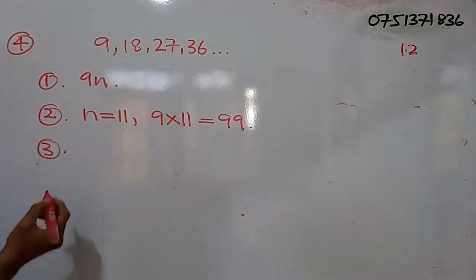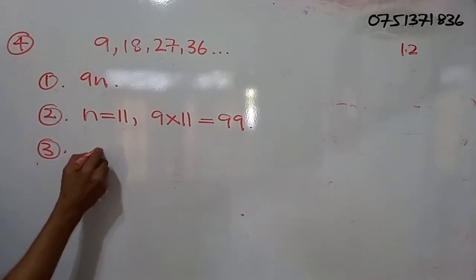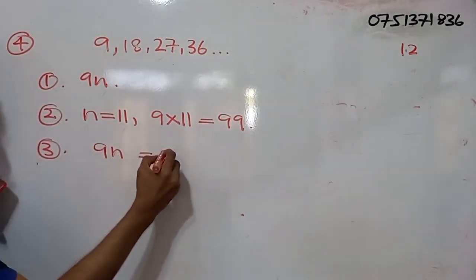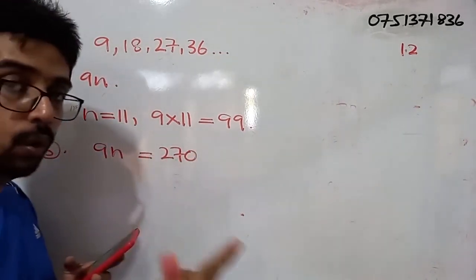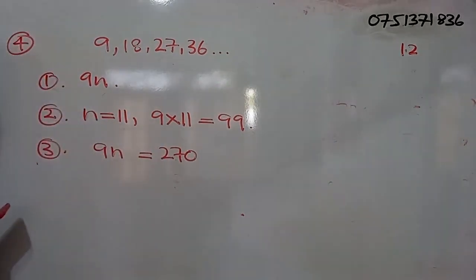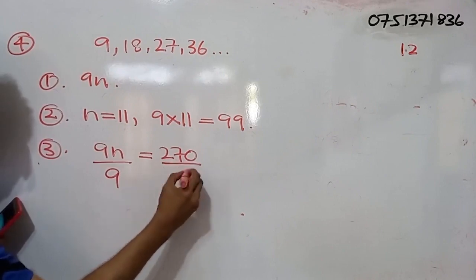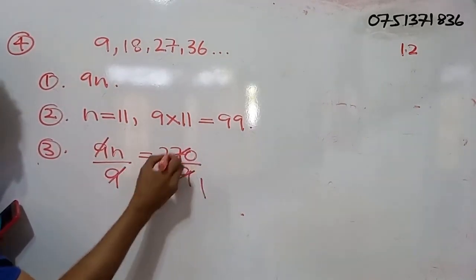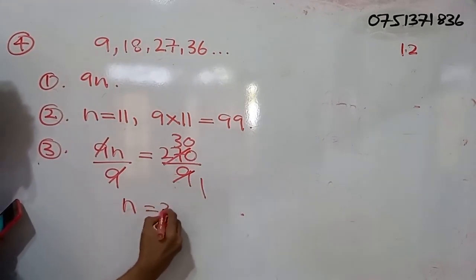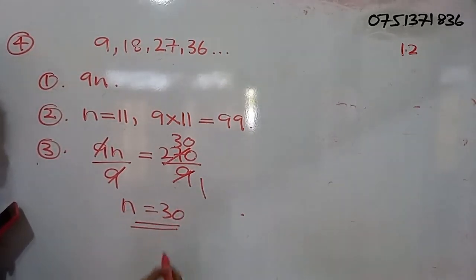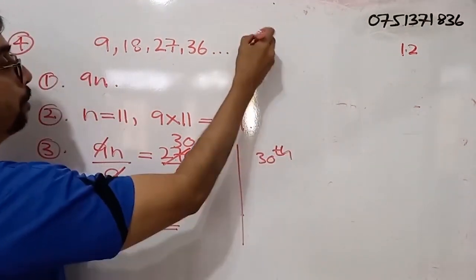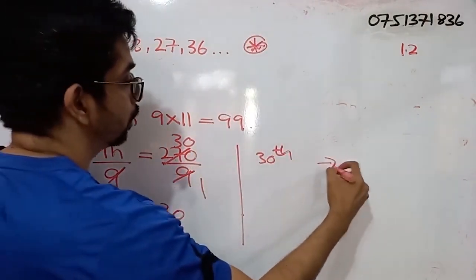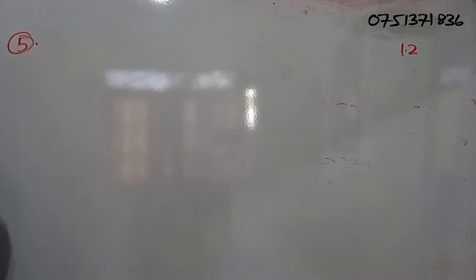Right. Which term is 270? Now 9n is equal to 270. Just as before, we know the value of the term, but we don't know which term it is. So we have to find n. Right? So divide this side by 9, do the same thing to the other side. 9 times 1 and 9 times 30. So n is 30. What does n equals 30 mean? If we calculate the 30th term of this number pattern, the value will be what? 270.